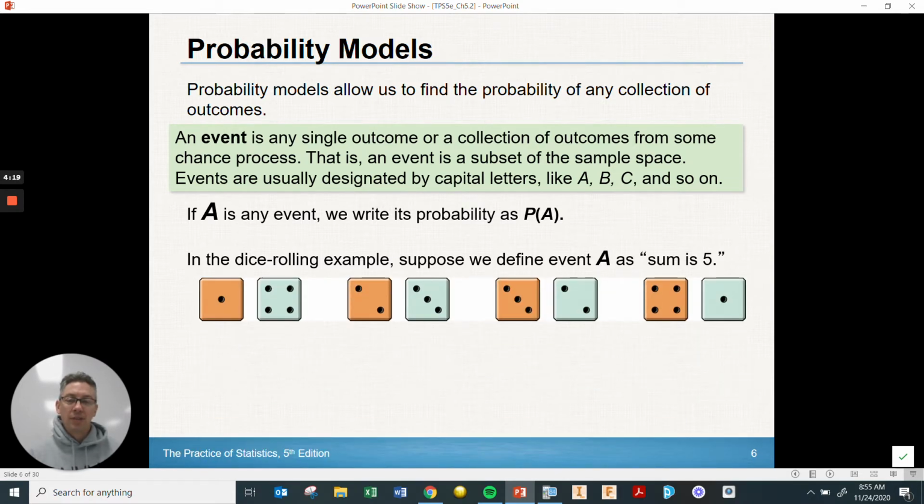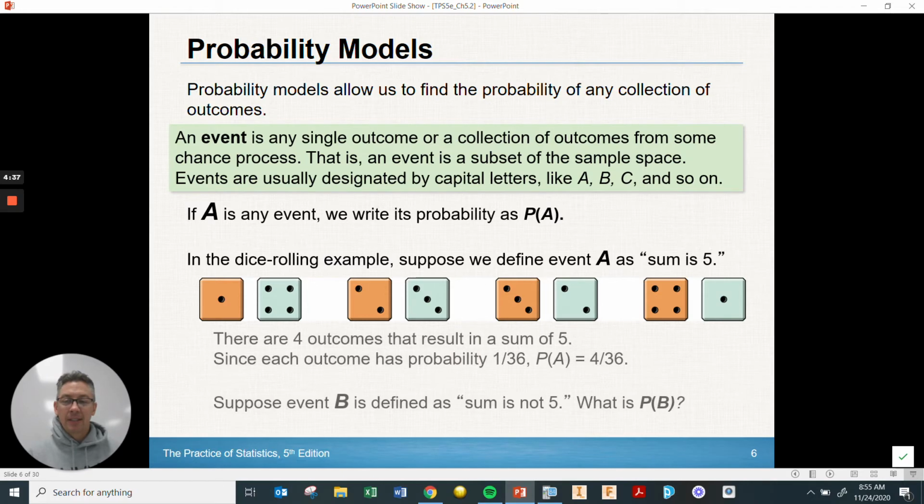So one way to picture this is to think about all those 36 outcomes that we just saw in the previous slide, and think about which ones of them actually give me a total of 5. So you can get a 1 and a 4, but you can also get a 4 and a 1. You can get a 2 and a 3, you can get a 3 and a 2. And there's no other way you can get a total of 5.